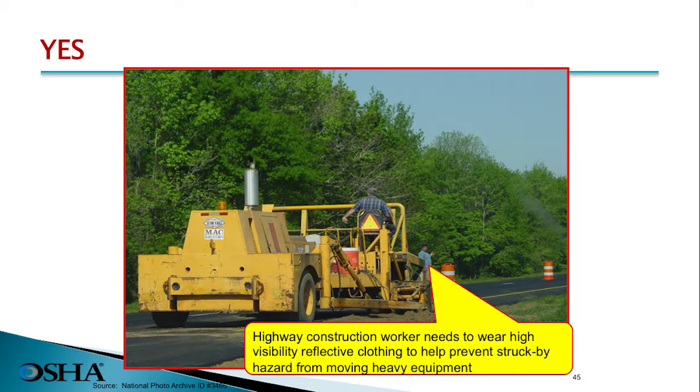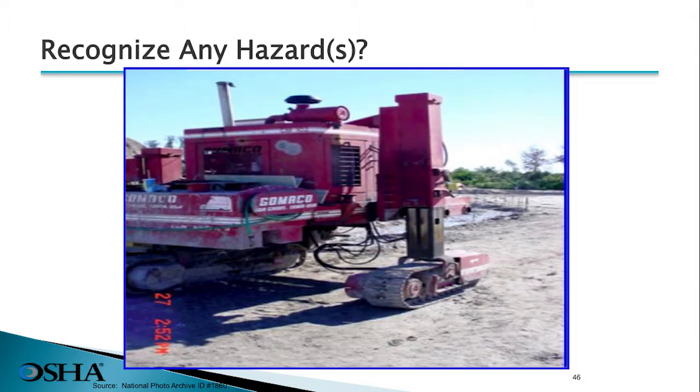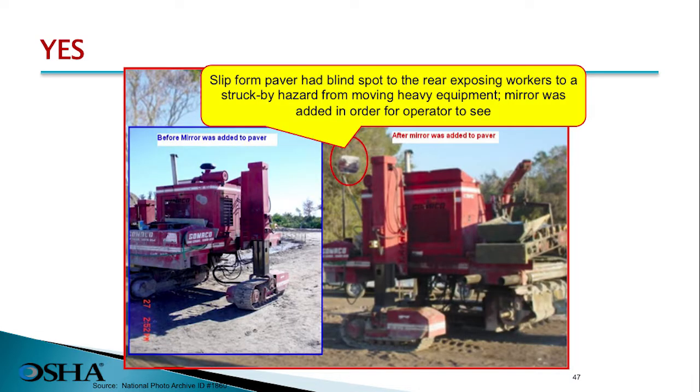Here we have a highway construction worker who needs to wear high visibility reflective clothing to help prevent a struck-by hazard from the moving heavy equipment. Can you recognize any hazards? A slip-form paver had a blind spot to the rear, exposing workers to a struck-by hazard while the equipment was moving. In this case, a mirror was added to help the operator see.